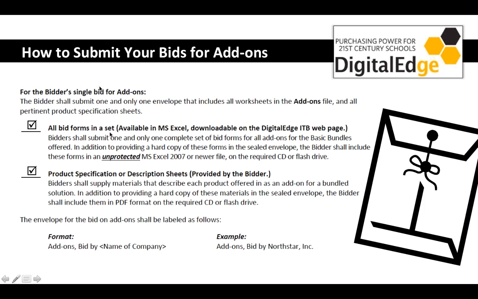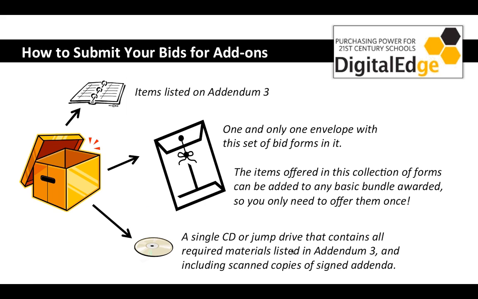You're going to put all of the bid forms in that set, and you're going to put all of the product specifications or description sheets for all of the items in that entire set of bid forms. You're going to close up that envelope, seal it, and then mark the front of the envelope. The format is add-ons bid by your company name. For example, this envelope would say add-ons bid by North Star Incorporated or bid by the Hansen Company. That's really easy to understand. And then that particular envelope becomes part of the box or the package you submit. There are going to be a lot of other things in that box, but we'll be looking for this envelope called add-ons.